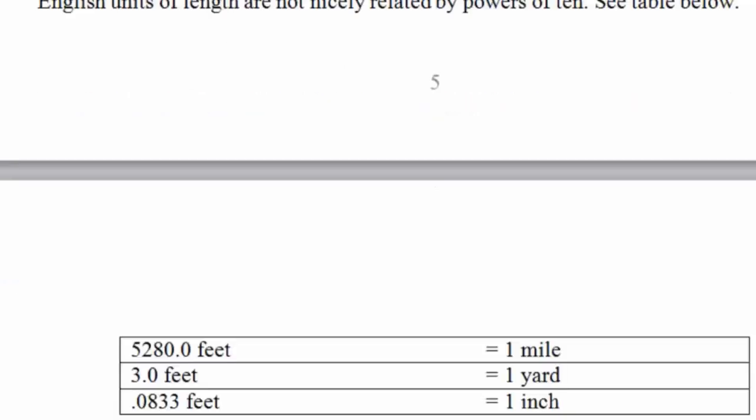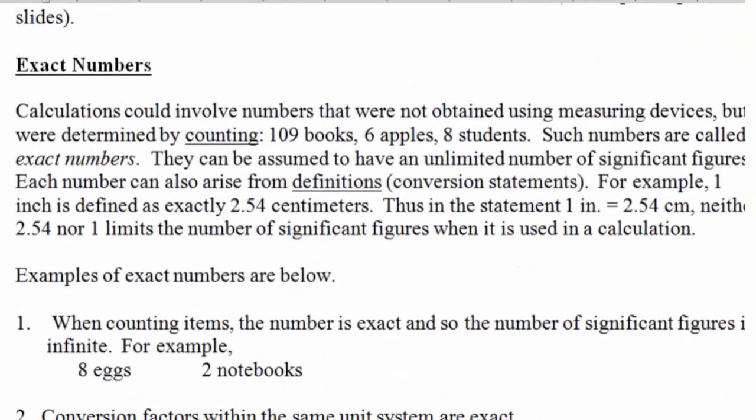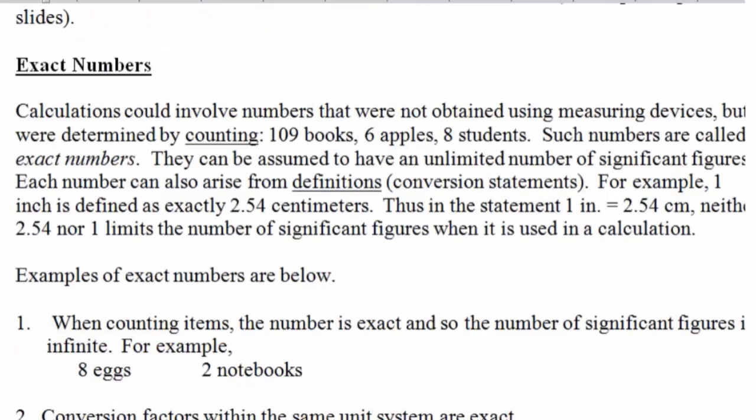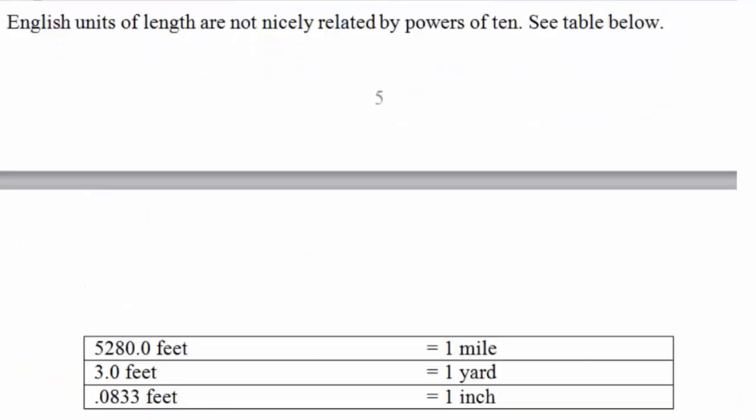In this video we'll talk about the conversion statements, some of the units in both systems, English and metric, and then we'll talk about measurements and number of decimal places, number of significant figures, and exact numbers, which are all related to measurements and the degree of uncertainty in measurements.